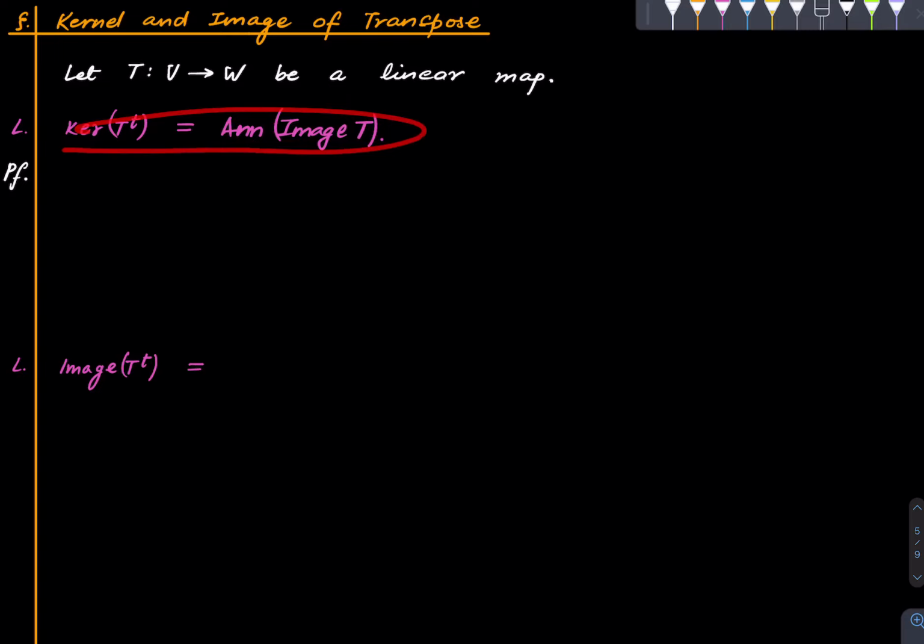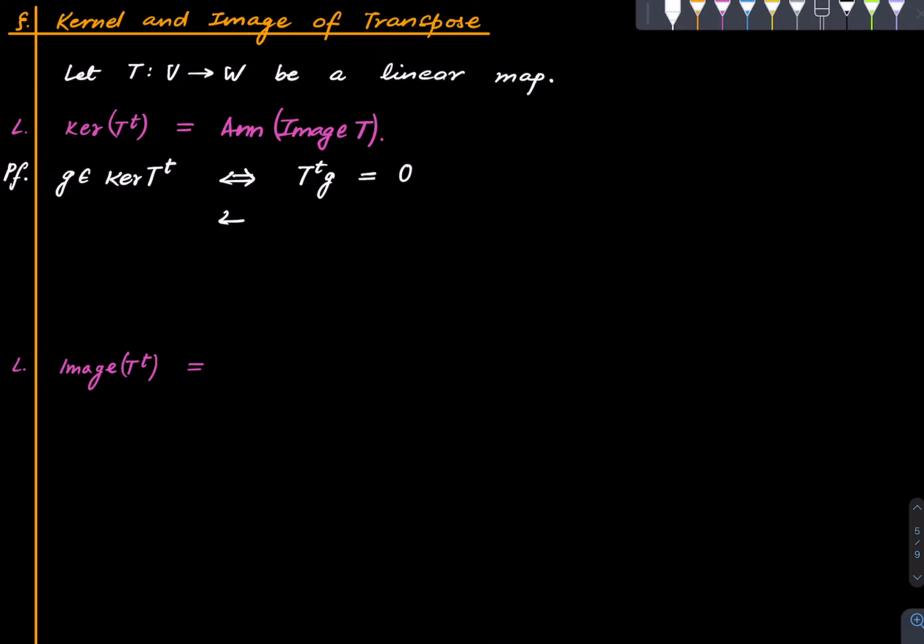So let's prove this. This is very simple. G is in the kernel of T transpose. So G is a member of W star, and it lies in the kernel of T transpose if and only if T transpose G is 0, of course, which happens if and only if G composed with T is 0 by definition of transpose, which happens if and only if G of T of v is 0 for all the vectors v in the vector space V, which is as good as saying G annihilates the image of T.